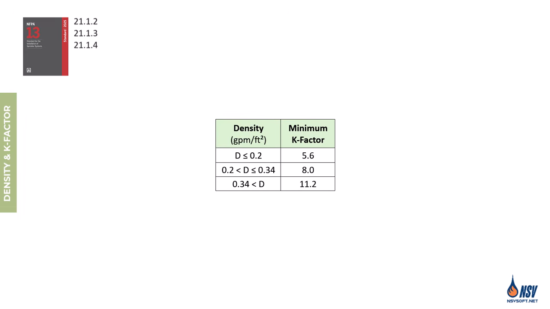In storage applications where CMDA sprinklers are used, the required density directly influences the minimum K factor of the sprinkler. As outlined in Chapter 21 of NFPA 13, the minimum K factor varies based on the design density. For densities up to 0.2 gallons per minute per square foot, the minimum K factor is 5.6. For densities greater than 0.2 and up to 0.34, the minimum K factor increases to 8.0. And for densities above 0.34, the minimum required K factor is 11.2.